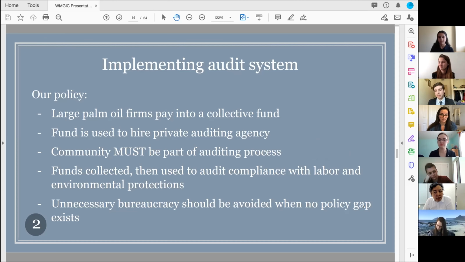We chose a private auditor because there's a lack of capacity in the government, and also there's corruption in the government, but there can also be corruption in private firms, and that's why we hope that the community involvement will be an effective anti-corruption mechanism. The funds will be collected from the collective fund and then used to make sure that all firms are in compliance with labor and environmental protections.